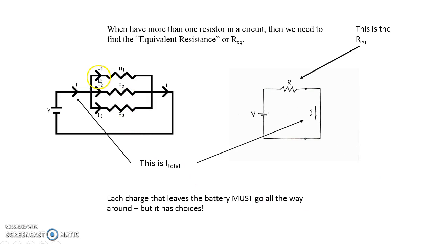And you'll notice current 1 goes through resistor 1, current 2 goes through resistor 2, current 3 goes through resistor 3. But because there's a choice, that means that these three currents may very well be different. And in fact, what happens is that those three add up to be this.